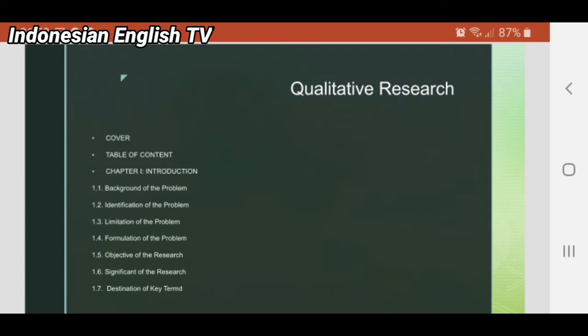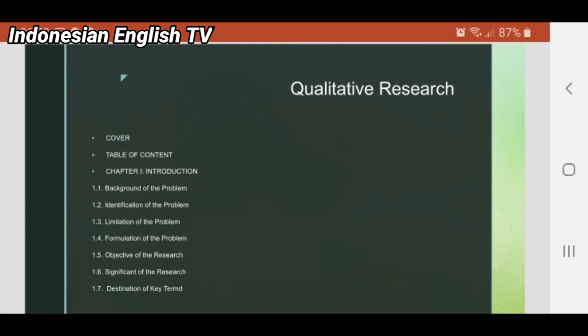Okay, based on the identification of the problems you identified, then you limit the problems above. Next, number 4, you have formulation of the problem. In many other research and theses, the formulation of the problem is the same as research questions, where you have to focus your research on this formulation. It is in the form of questions, where later you need to answer the questions.